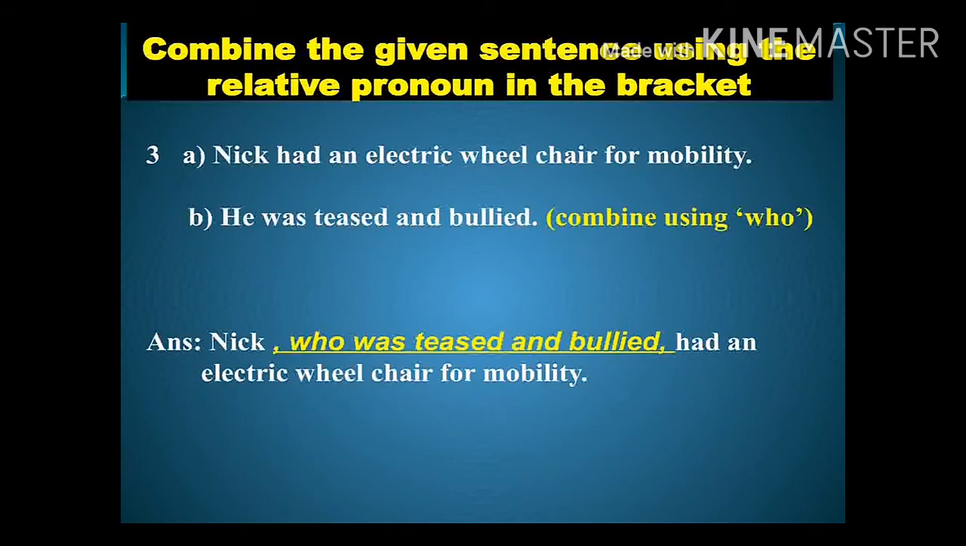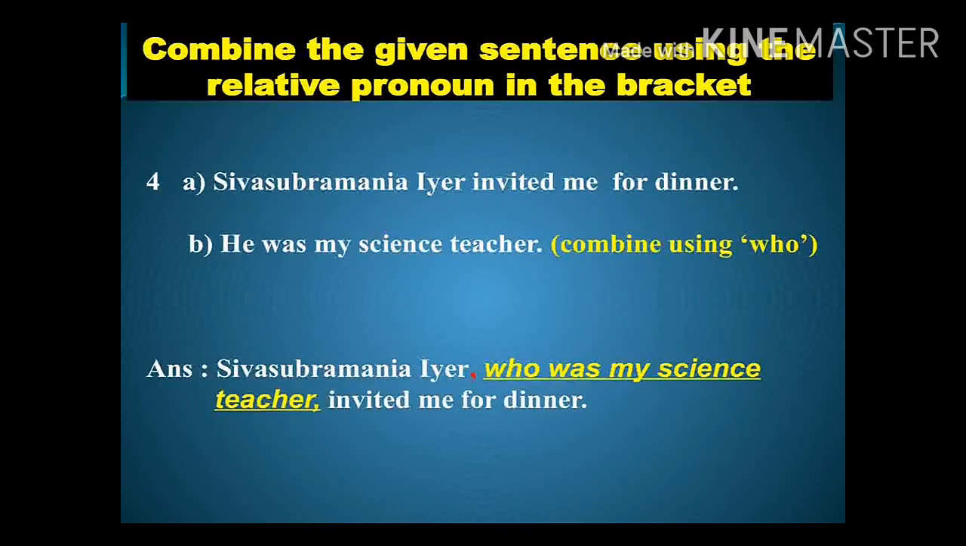Like the third one: Nick had an electric wheelchair for mobility. He was teased and bullied. He refers to Nick. So write this relative clause after Nick. Nick, who was teased and bullied, had an electric wheelchair for mobility. That is how we do it. Next we move on to the fourth example.